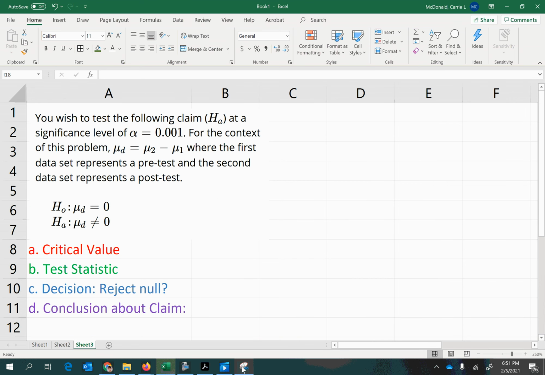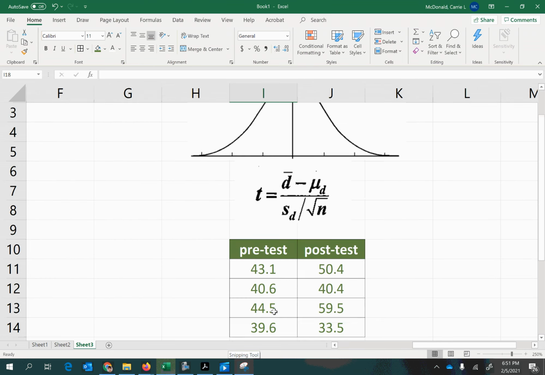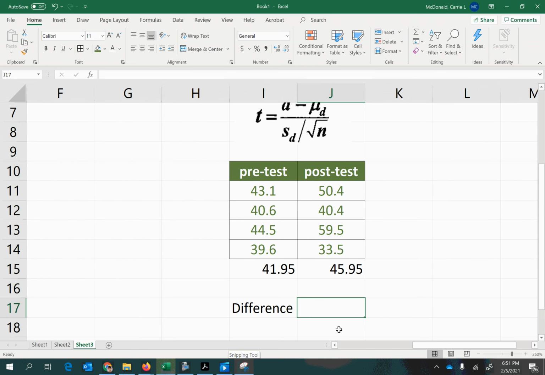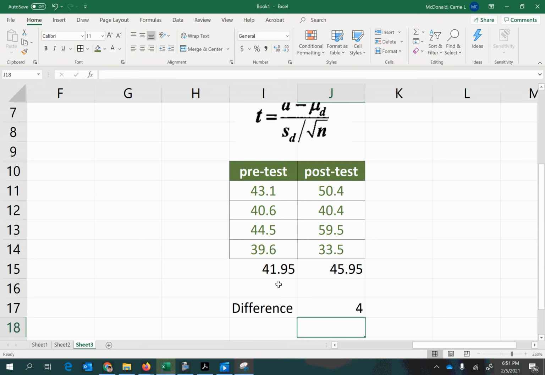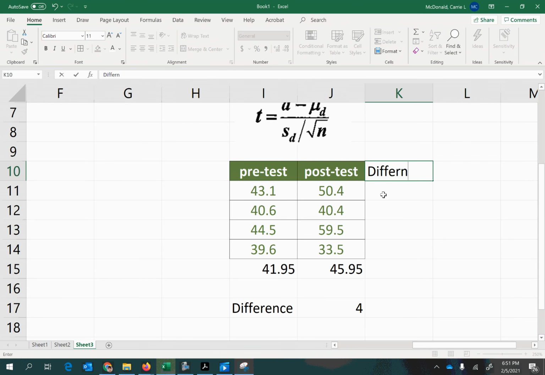mu2 minus mu1. So that means we're going to subtract the post-test score first minus the pre-test score. So we're looking to see if there is a difference. If the post-test score is larger, then the difference is going to turn out to be positive. And we see that at least with our sample, we're seeing a positive difference. We can also subtract each of these individually to see what each individual difference is. So this post-test score minus the pre-test score, so there was a positive change there.